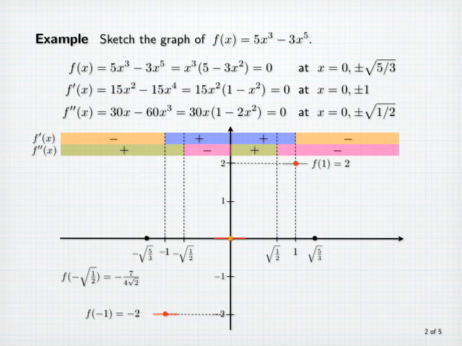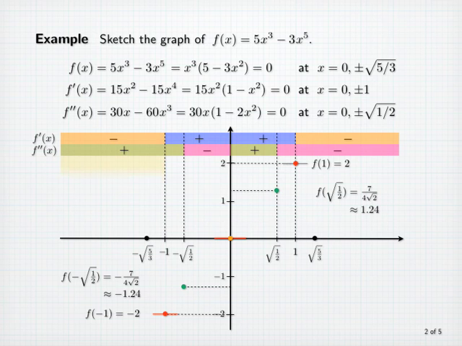The value at minus the square root of a half turns out to be minus 7 over 4 root 2, which is about negative 1.24, so we'll plot a point where x is minus the square root of a half and y is equal to that value. Also, f of positive square root of a half is roughly positive 1.24, so we'll plot a point at x equal to square root of a half and y equals that value.